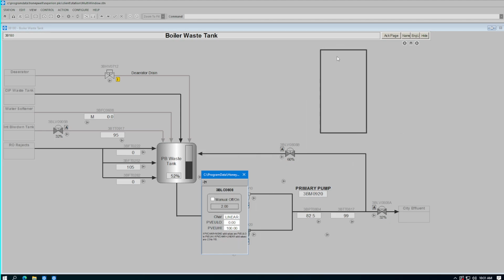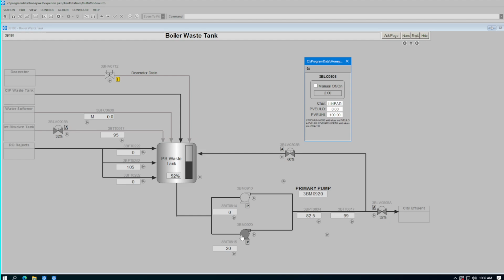So the pump has an interlock that you can't have a low level in the tank. So we have 2 in here. I'm going to turn it on. And it should interlock that pump, which it did. So let's enter 35. Should cause one of these pumps to come on.